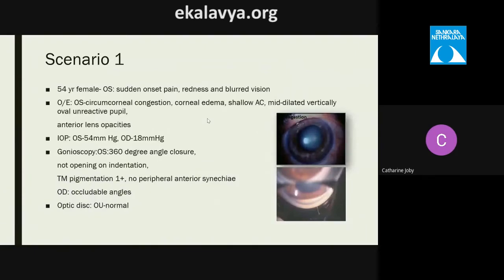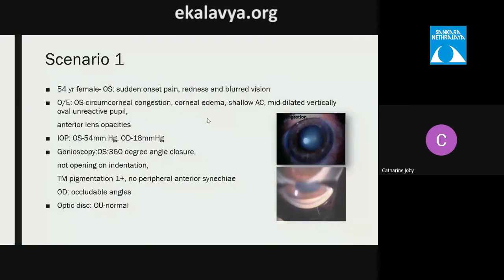A 50-year-old female presented with sudden onset pain, redness, and blurred vision in the left eye. On examination, left eye showed circumcorneal congestion, corneal edema, shallow anterior chamber, mid-dilated, vertically oval unreactive pupil, and few anterior subcapsular lens opacities. Intraocular pressure was 54 millimeters of mercury in the left eye and 18 in the right eye.